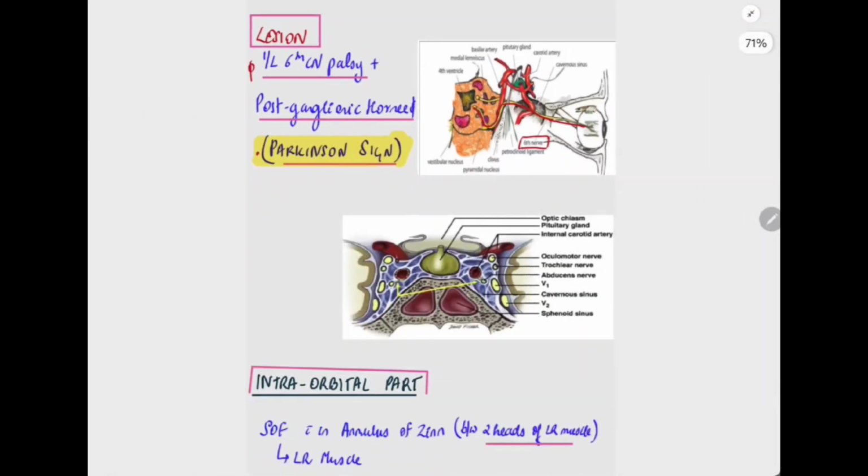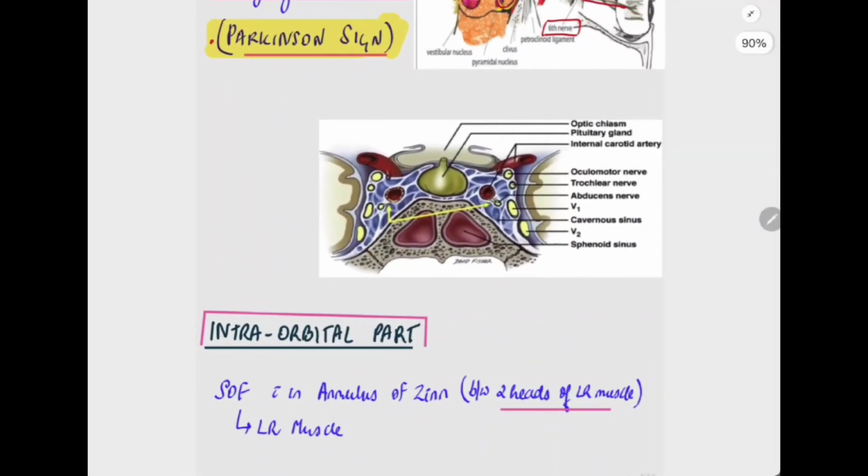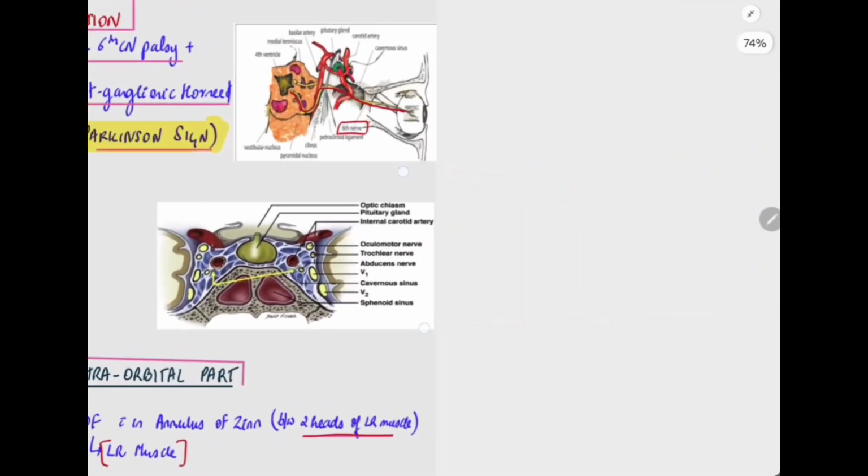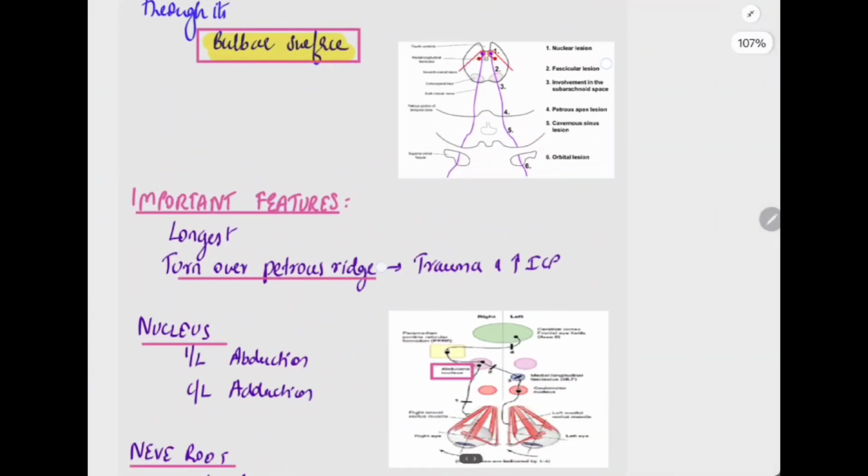The intraorbital part passes through the superior orbital fissure within the annulus of Zinn between the two heads of the lateral rectus muscle, and supplies the lateral rectus muscle through its bulbar surface.